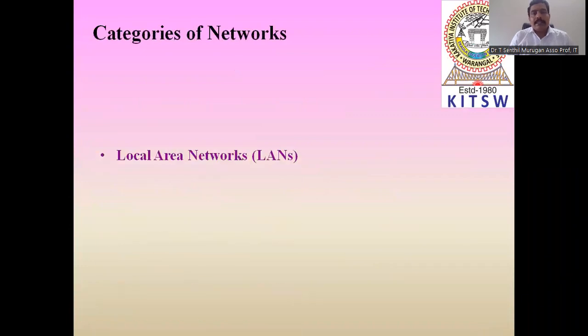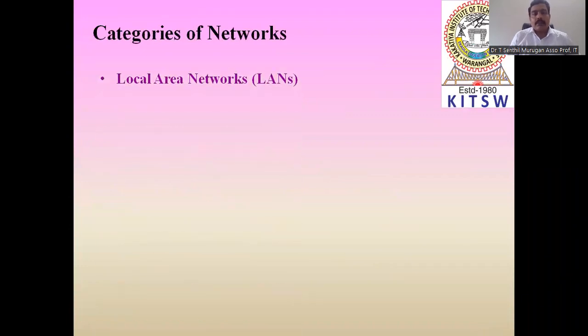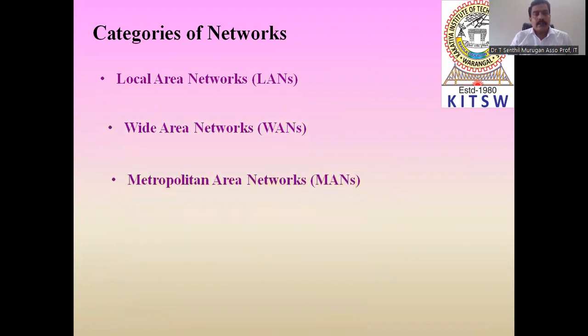So types and categories are the same in the categories of networks. The first one is local area network. The second one is wide area network. The third one is metropolitan area network. In computer networks, they are normally classified into different categories now, like personal area network, body area network, offline network, and all. It's going on. But broadly, we can say that these three are named as different categories of network.